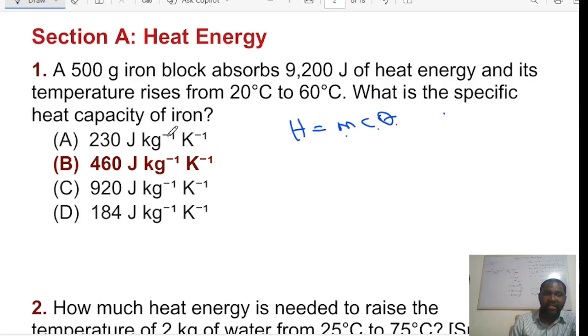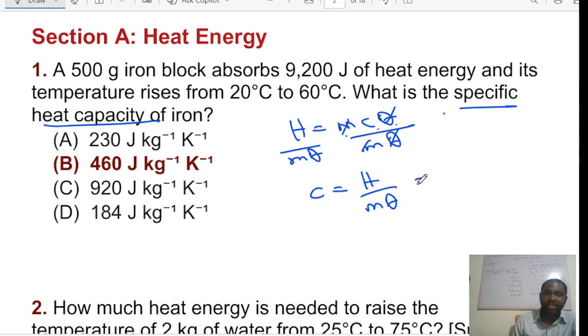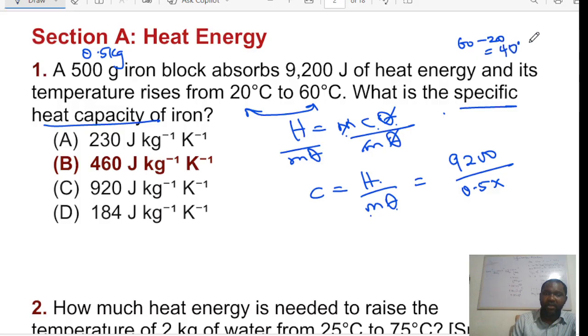In this question we are looking for specific heat capacity, so I can divide both sides by mass and temperature change. It means that specific heat capacity is heat over mass times the temperature change. The heat given in the question is 9,200. The mass given is 500 grams, which is the same as 0.5 kilograms. So this is 0.5 times the temperature change from 20 to 60. The temperature change is simply 60 minus 20, which is equal to 40. So you have 40 degrees Celsius or 40 Kelvin.